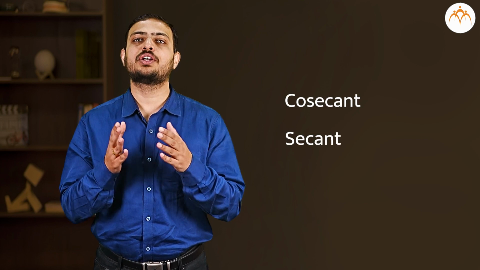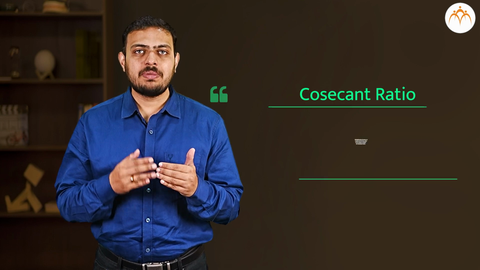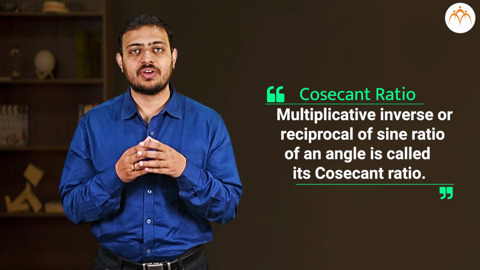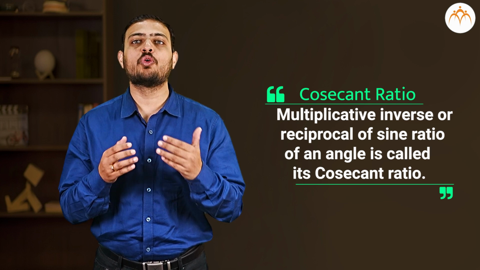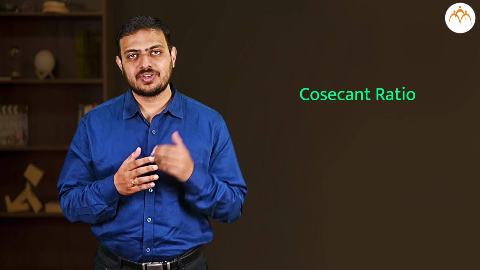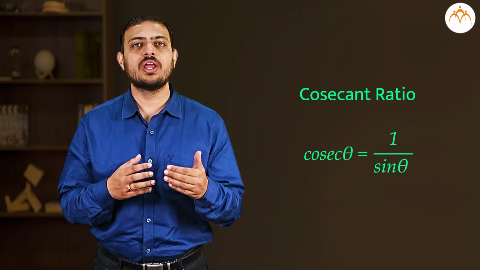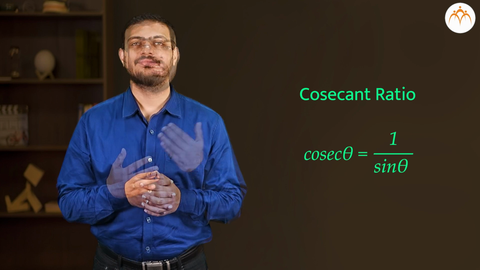Students, let's learn 3 more trigonometric ratios this year: cosecant, secant and cotangent. Cosecant ratio. Multiplicative inverse or reciprocal of sine ratio of an angle is called its cosecant ratio. It is written in brief as cosec theta equal to 1 upon sine theta.